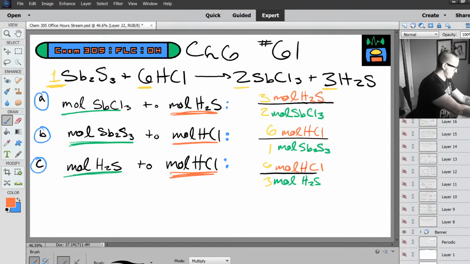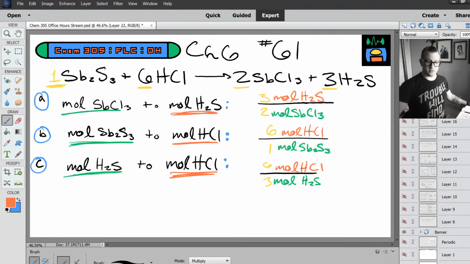Yes! I couldn't have said it better myself. The molar ratios in a chemical equation are between all members. So you could do reactants to products, products to reactants. You could do reactant to reactant or product to product. Any of them, all of them are valid. And what goes in the denominator is what you're converting from. What goes into the numerator is what you're converting to.